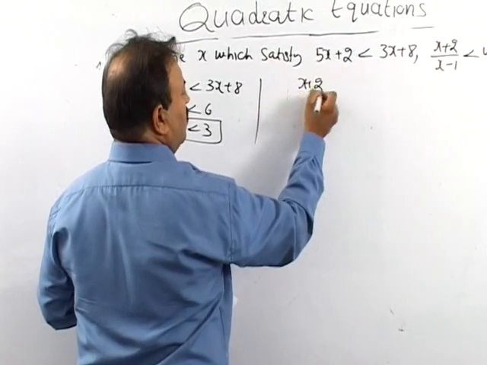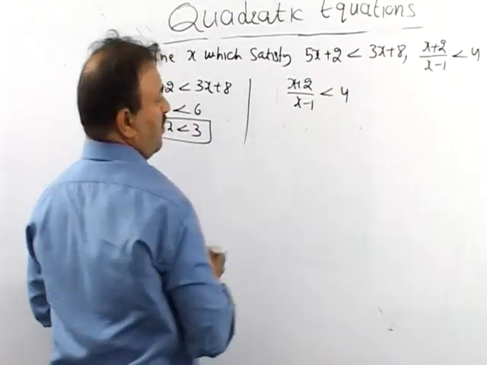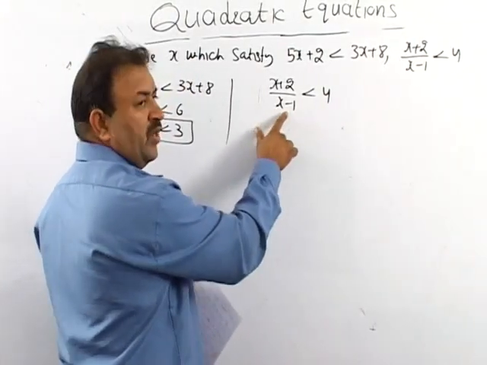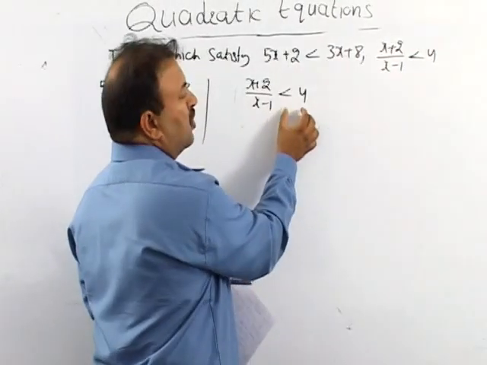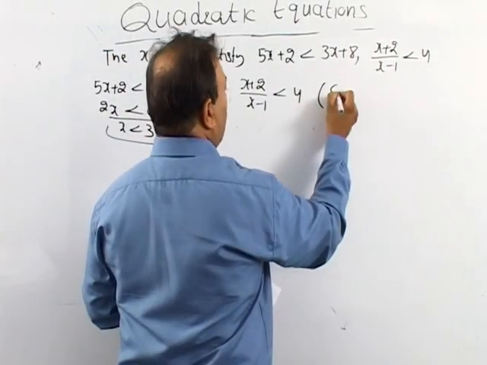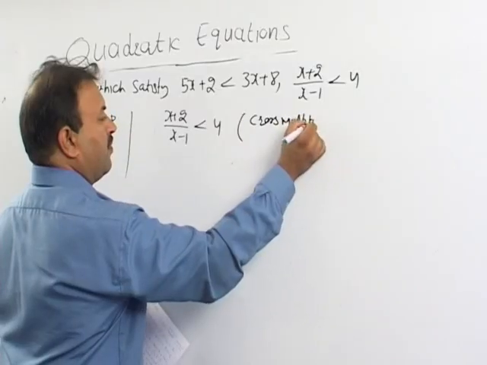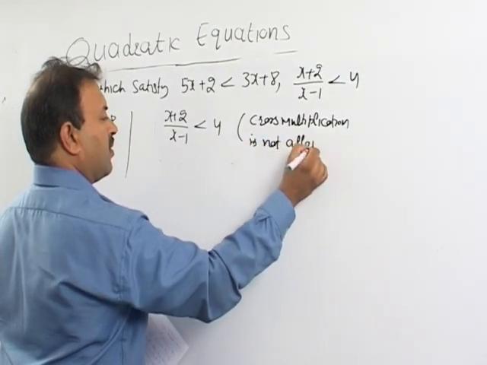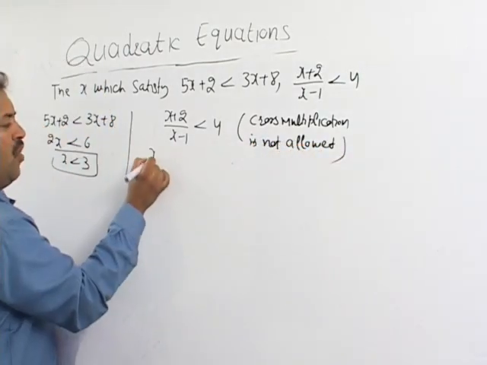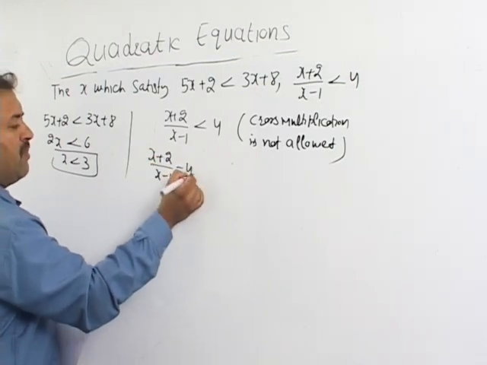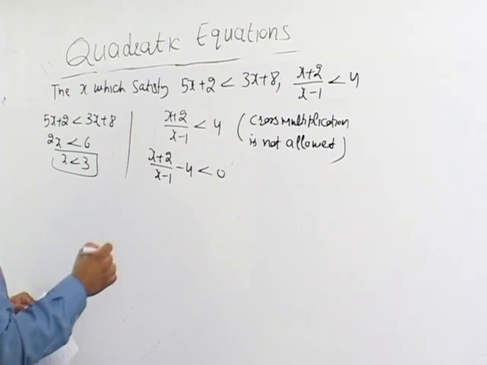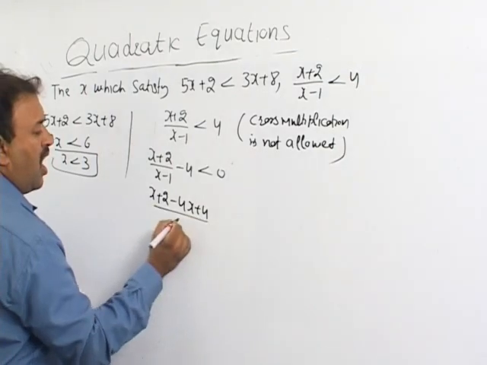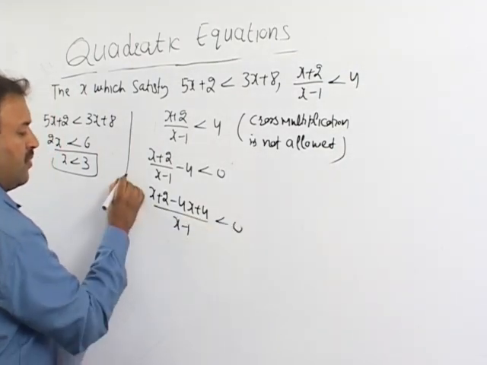This is x plus 2 over x minus 1 less than 4. Now be careful, we can't cross multiply over here because we never know if x minus 1 is positive or negative. So remember one thing, cross multiplication is not allowed. Now x plus 2 upon x minus 1 minus 4 less than 0. Now we take the LCM: x plus 2 minus 4 times (x minus 1) upon x minus 1 less than 0.